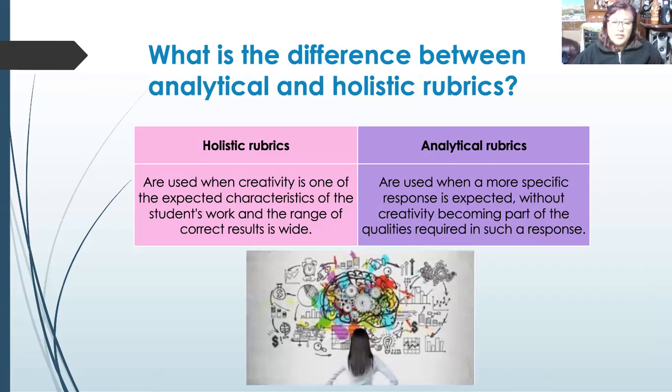Okay, the third difference is when creativity is a component of evaluation. Holistic rubrics are used when creativity is one of the expected characteristics of the student's work, and the range of correct results is very wide. And the analytical rubrics are used when a more specific response is expected, without creativity becoming part of the qualities required in such a response.